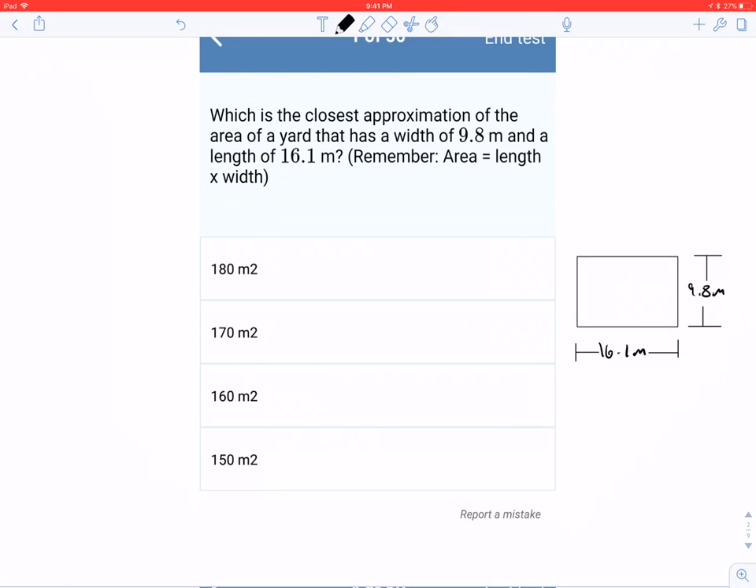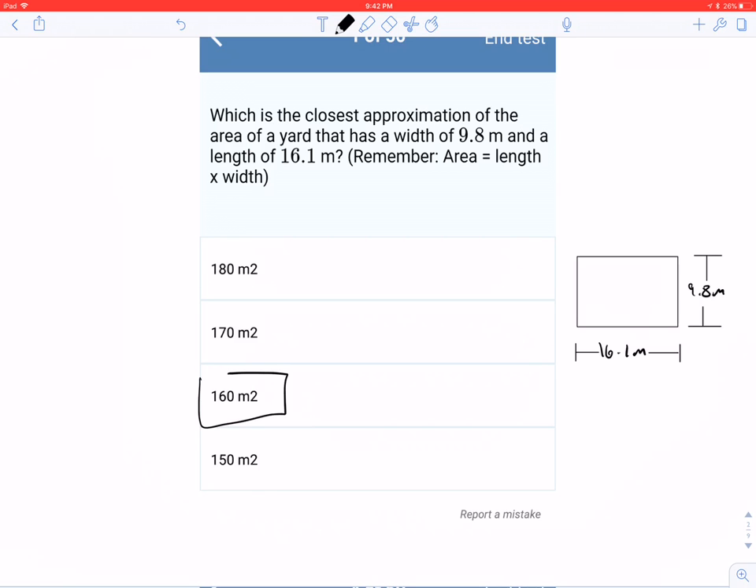It says a close approximation. So notice that the 9.8 is close to 10, the 16.1 is close to 16. So if I had to do a quick approximation, 10 times 16 is roughly 160. And I would go for the 160 meters squared. I would go for this one.